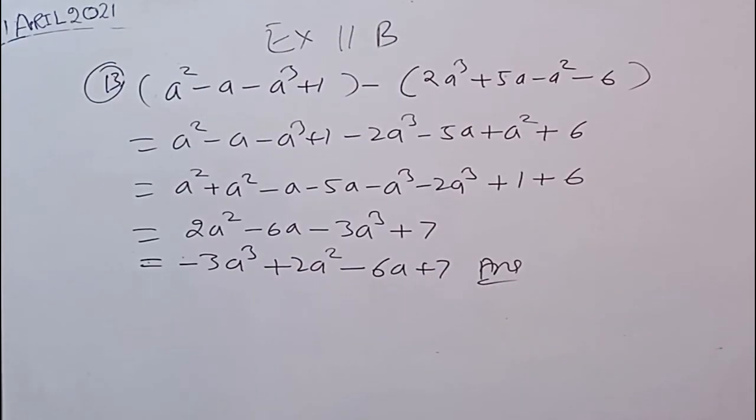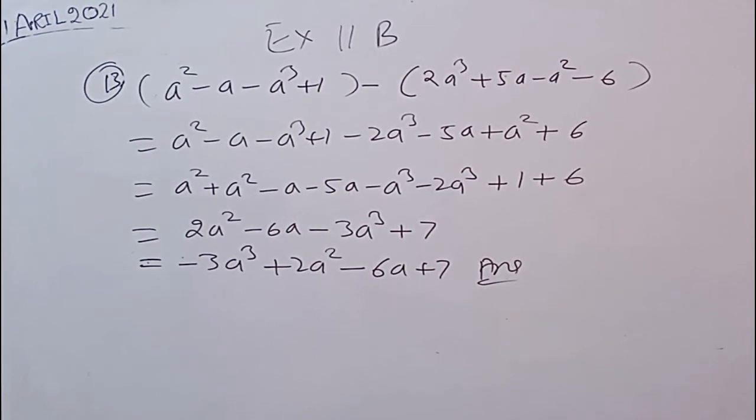Children, I am taking question number 13, in which we have: what must be added to 2a cube plus 5a minus a square minus 6 to get a square minus a cube plus 1. So we will take a square minus a cube plus 1. Whenever we subtract 2a cube plus 5a minus a square minus 6 from it, we will get the part that should be added to 2a cube plus 5a minus a square minus 6, and it will become a square minus a cube plus 1.